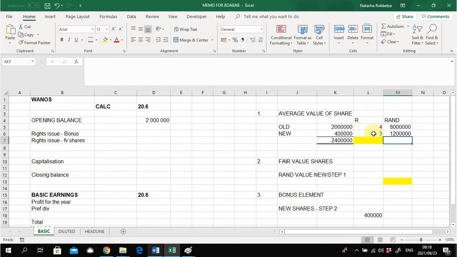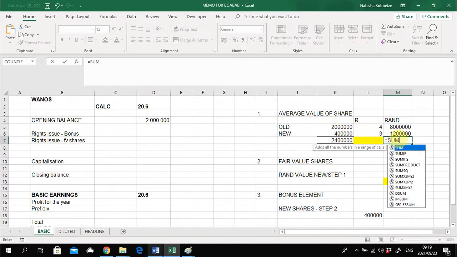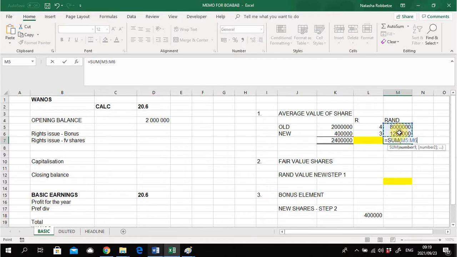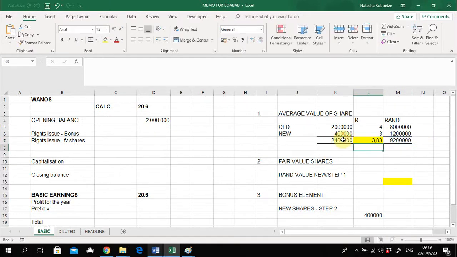Then, of course, I also get to the total value of the Rand, or in Rand terms, and now I need to go and divide. And when I divide the 9.2 by the 2.4, I get 3 Rand and 83 cents. So I'm just retyping it so that Excel doesn't carry any roundings, and that the answer on this memo will be the same one as the answer on your calculator when you do it by hand.